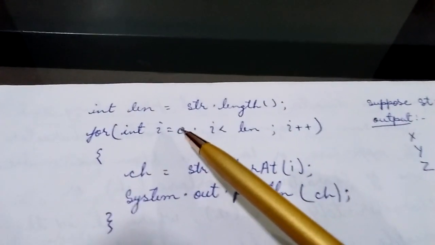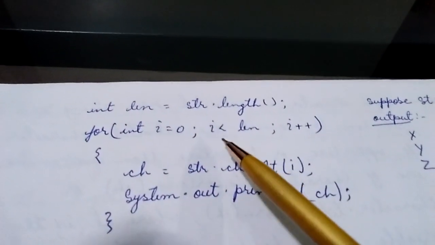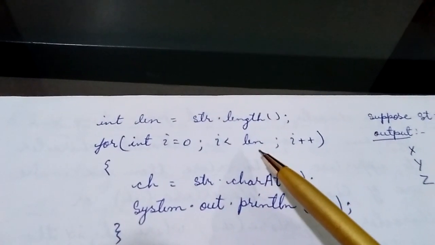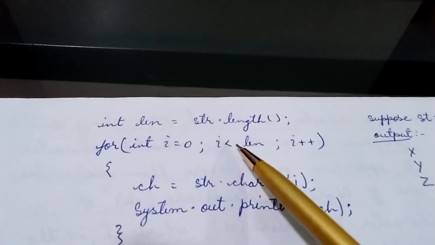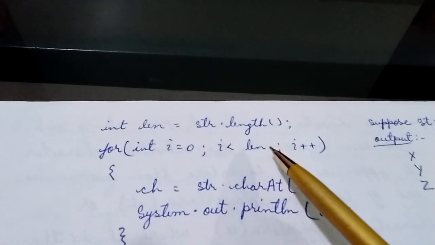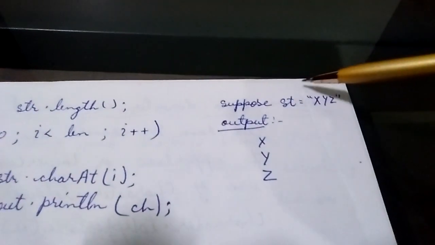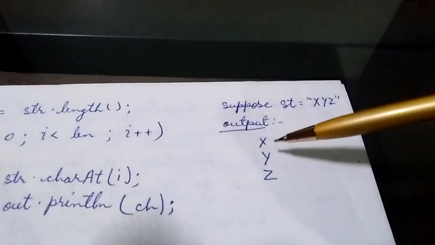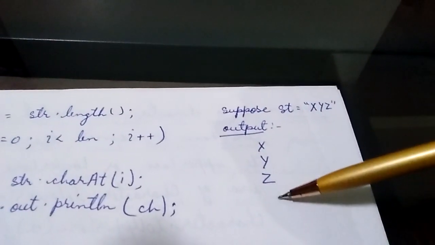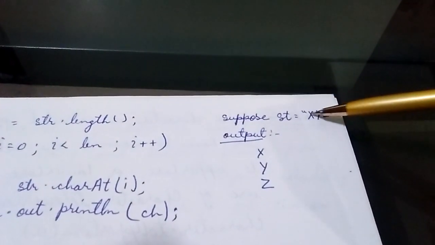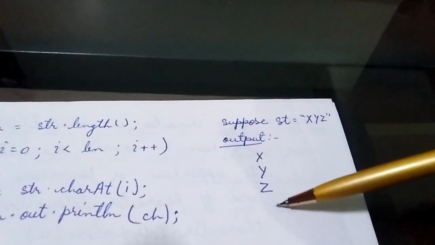Remember, since we are starting with 0, we have to write i is less than len. If we put equal to here, we have to write length minus 1. Suppose my string was xyz, then the output will be x, y, z as characters. It means each character is extracted from the string and printed one after another.